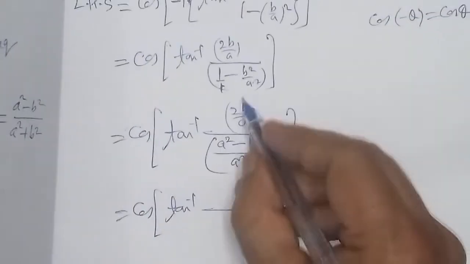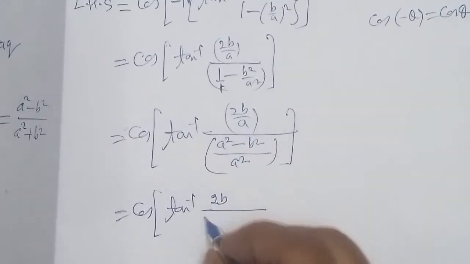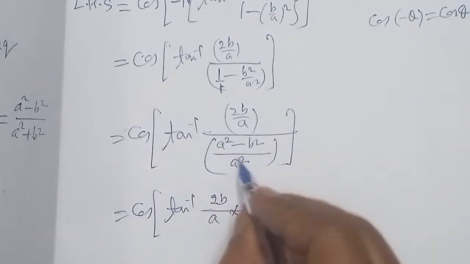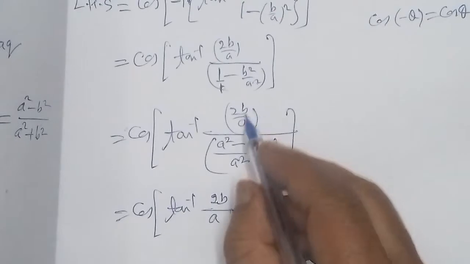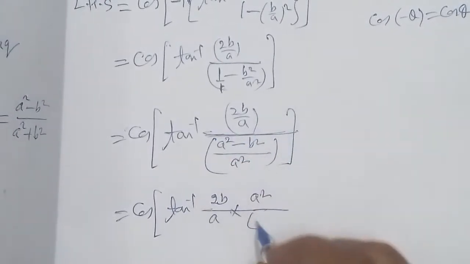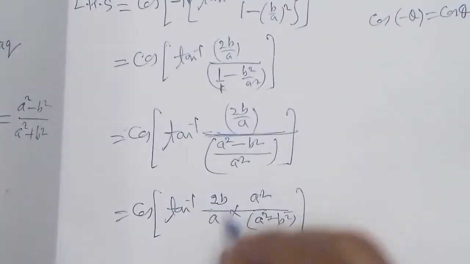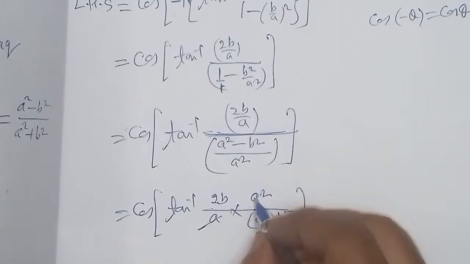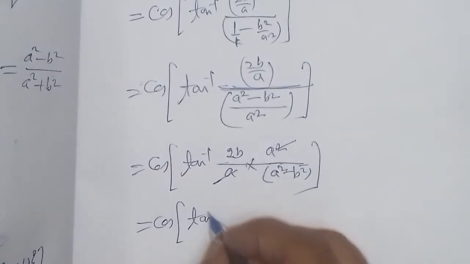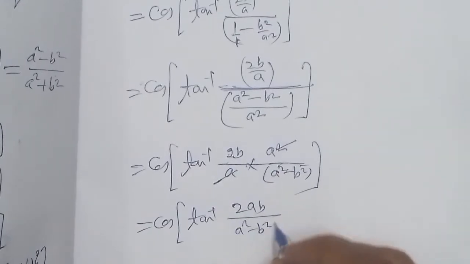Now we know that this value is equal to the bottom, and this value is double upon, so this value is multiplied to the numerator a square, here a square, and we need this value, upon a square minus b square, and we cancel out a, and we get the value cos of tan inverse of 2ab upon a square minus b square.